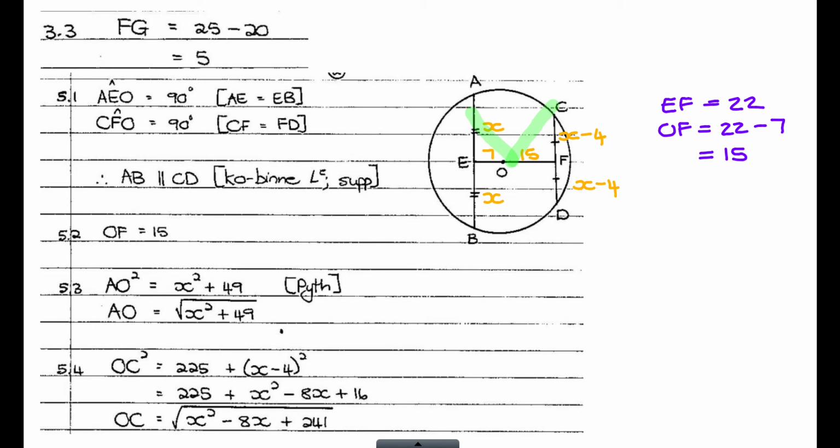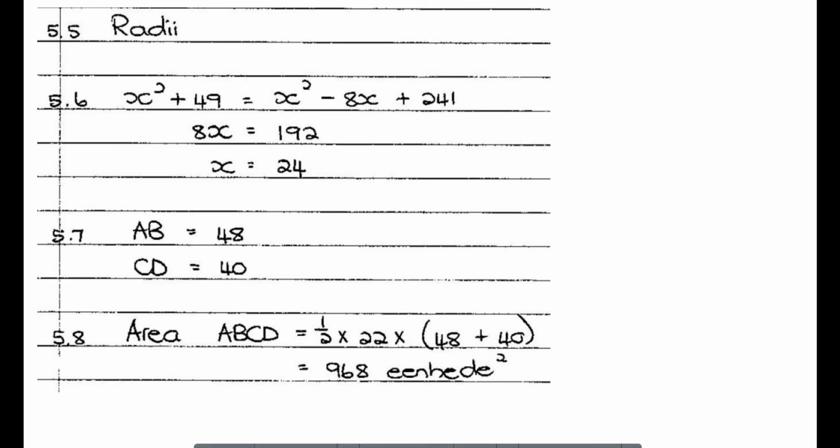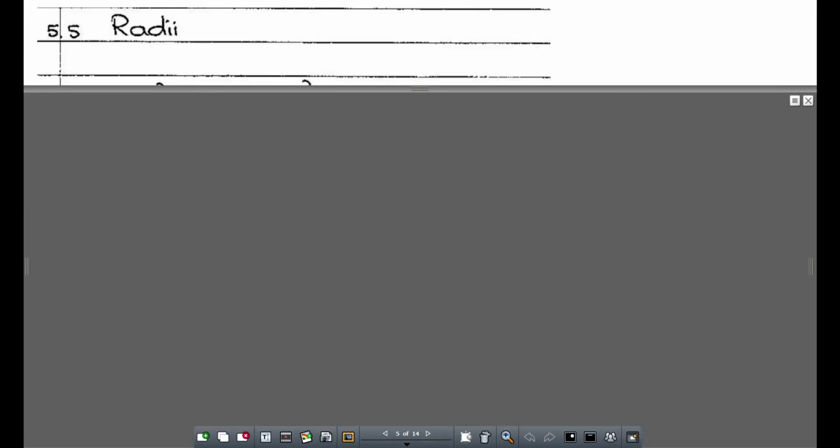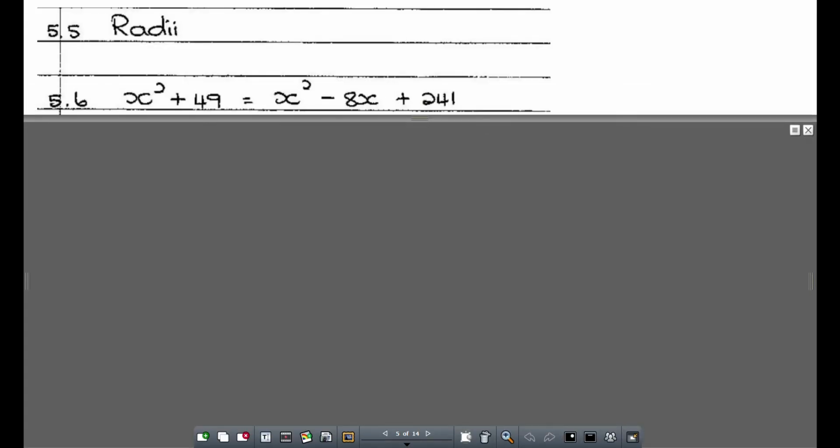Gaan stel dit gelyk aan mekaar. Nee, because we know that they both radiuses and they are the same, gaan ek hulle gaan gelyk stel aan mekaar. Okay, so ek wou net gehad dat jy met dit vir my sien. So now, at the next one. Okay, ons het gesê hulle is radiusse. Now you actually had it as square root of x squared plus 49, and the other one was square root van x kwadraat minus 8x plus 241.